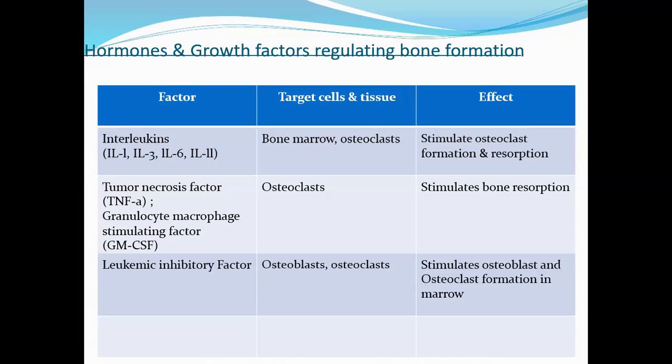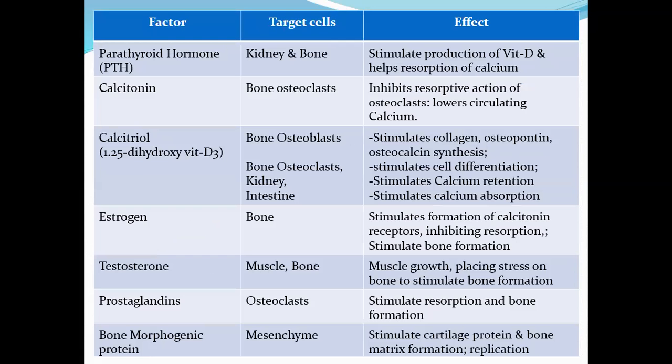as well as the resorption should be carried out. Tumor necrosis factor acts on the osteoclasts and stimulates the bone resorption process. Then leukemia inhibitory factor stimulates the osteoblasts and the osteoclasts formation in the bone marrow. Likewise, different types of functions are there. Prostaglandin also causes the stimulation of the resorption of the bone.